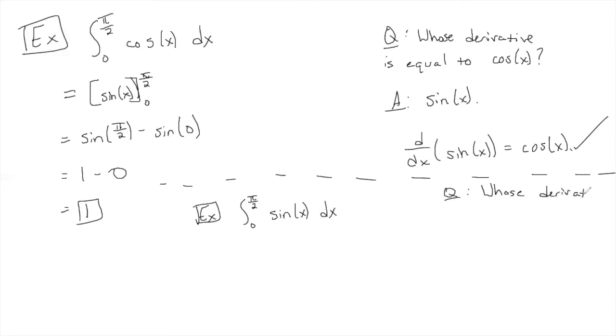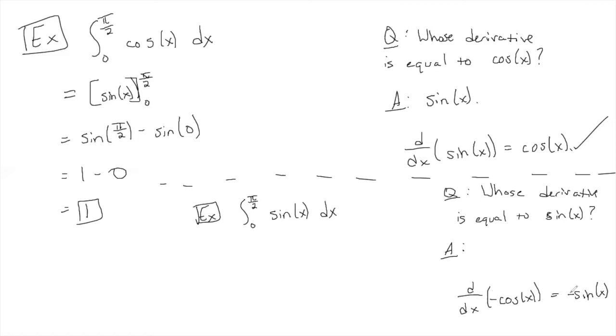Whose derivative is equal to sine of x? Okay, a little more subtle this time, because remember that the derivative of cosine is equal to negative sine, right? So how do I fix this?